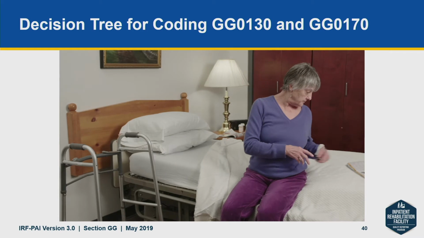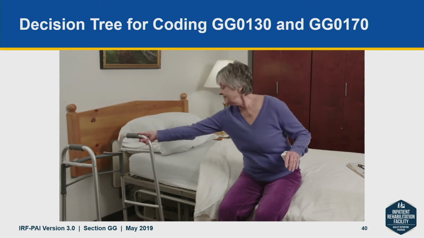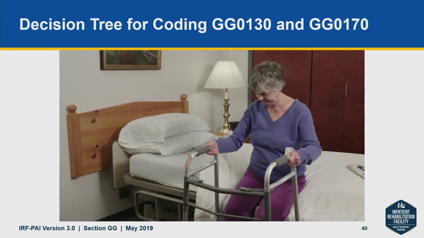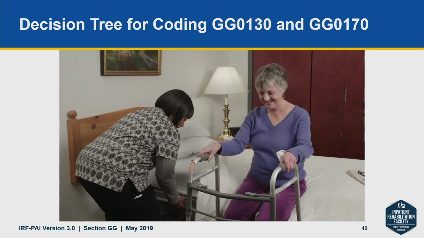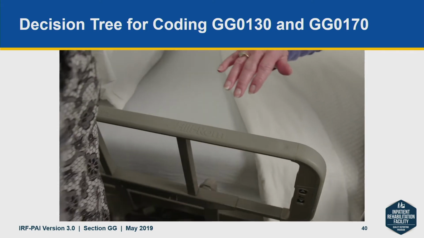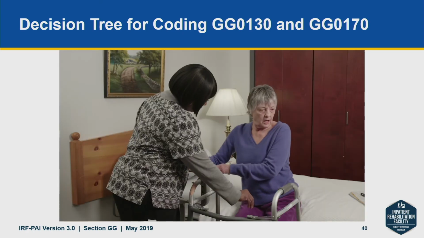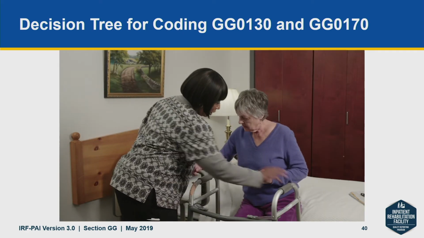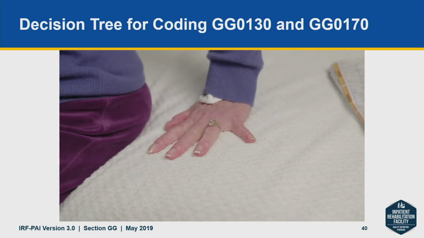In this scene, Mrs. Jones is sitting up on the side of the bed. She retrieves her walker and places it in front of her. Then, a helper raises the bed rail and provides cues for hand placement. I'm going to tell you how to do it safely. The helper also provides instructions to help Mrs. Jones safely rise to a standing position.